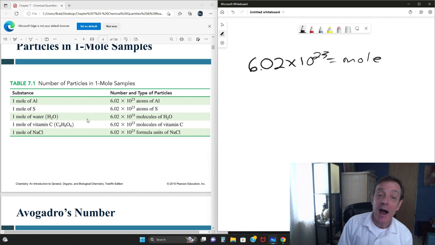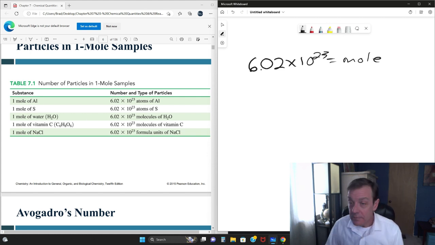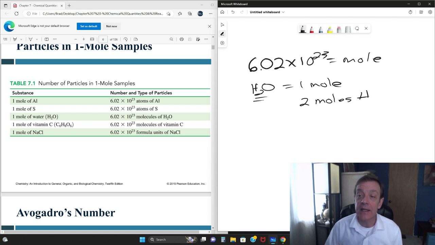Okay? How many moles of hydrogen do we have in a mole of water? Okay? Nope. Exactly. See, in H2O, we have 1 mole of H2O, but since we have 2 hydrogens, we actually have 2 moles of hydrogen in a mole of water. Okay, that's an important thing to kind of keep in mind.